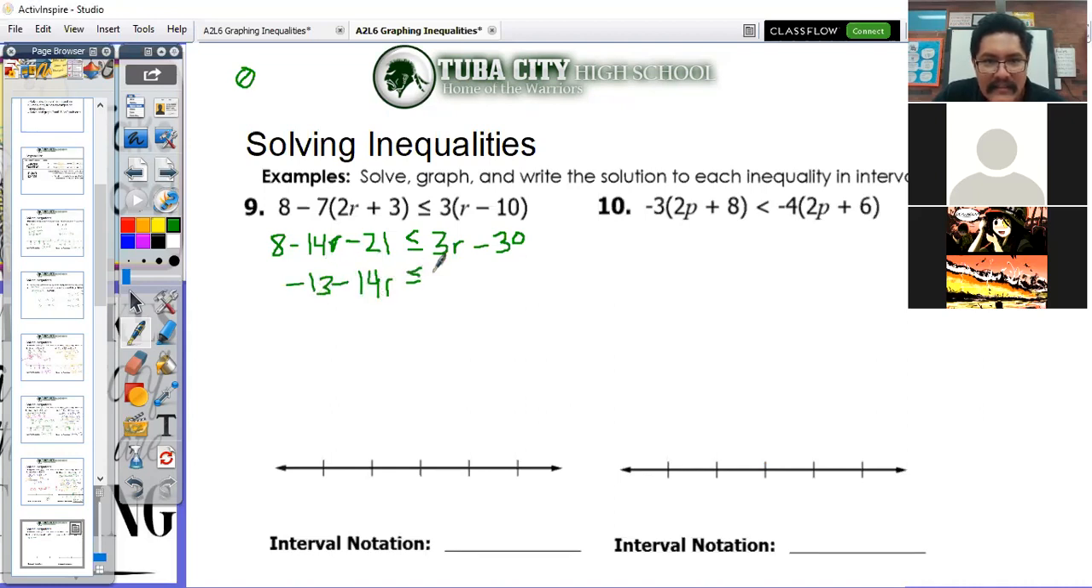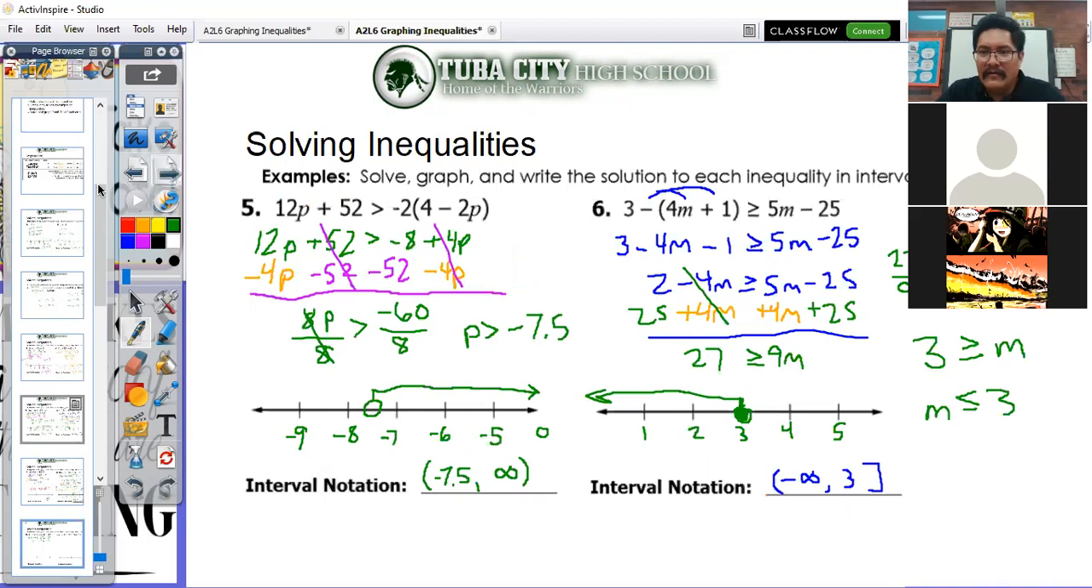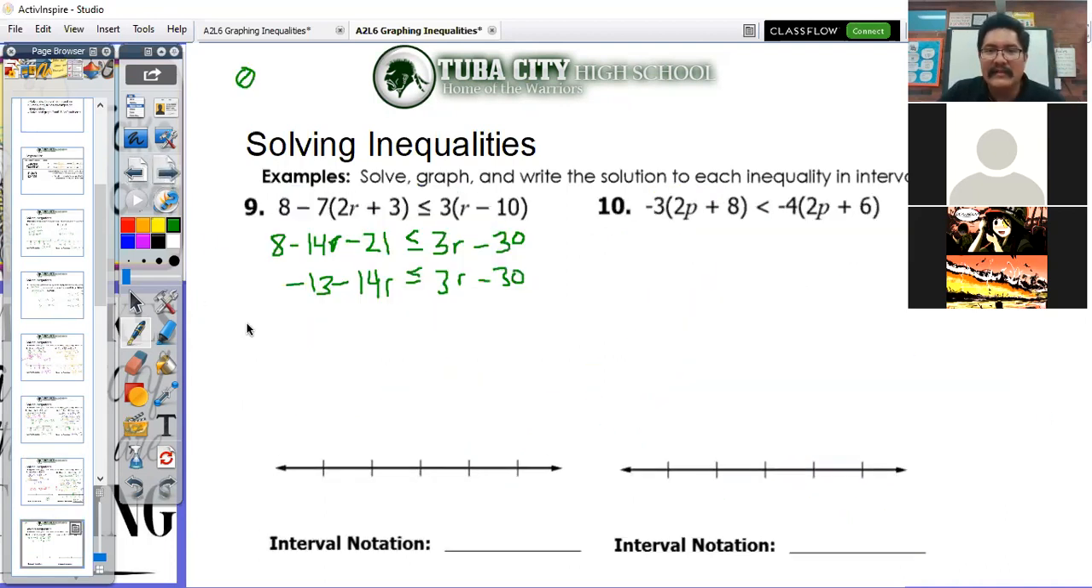14r is less than 3r minus 30. Now I got to pick a side for the r to go on. Last time I did this, what did I do? Did I flip it? Oh yeah, no. Okay, I used the rule to flip it, by dividing by a negative. So I'm gonna do the other thing. Like I said, I'm gonna switch between the two in alternating methods.